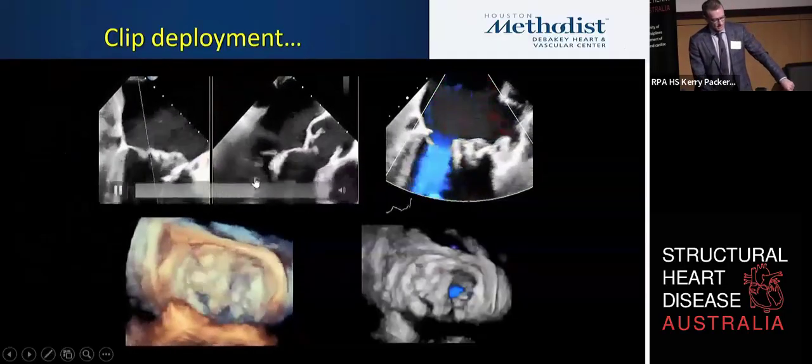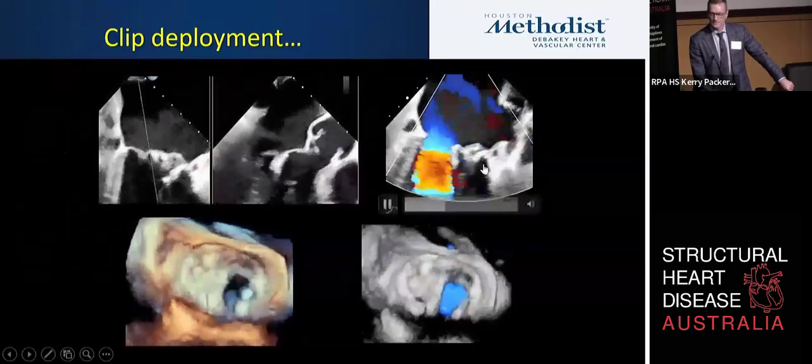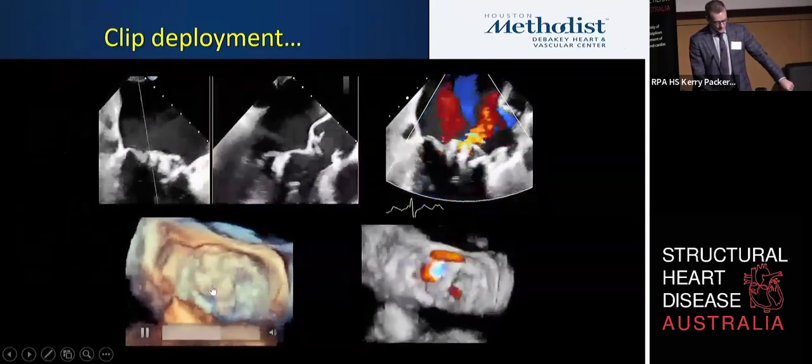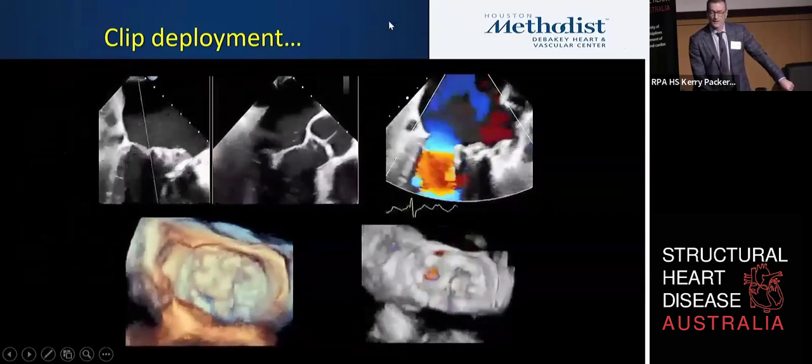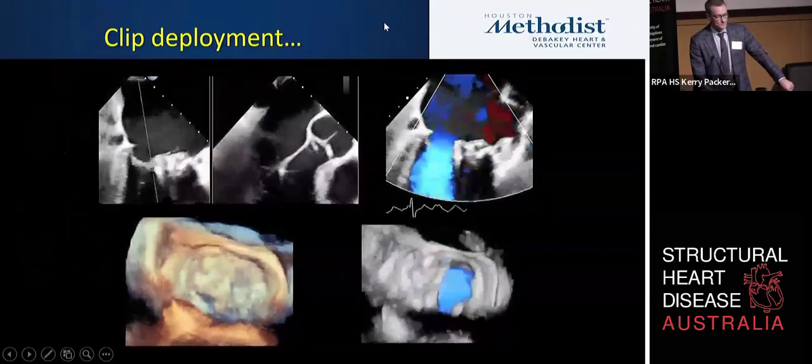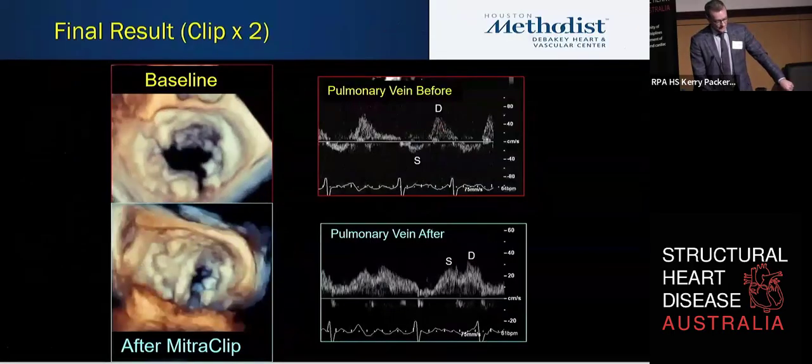So, 2 clips deployed, some mobility, a little bit of color left over, still an ugly valve, but now we have a clip over here and some color. And again, as I talked about earlier, how much color is too much? Are we done? Is this mild, moderate, or severe residual MR? Again, we look to hemodynamics.